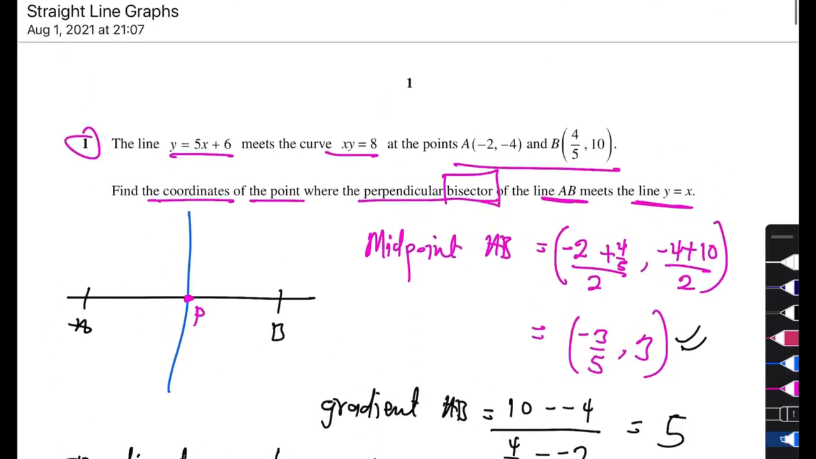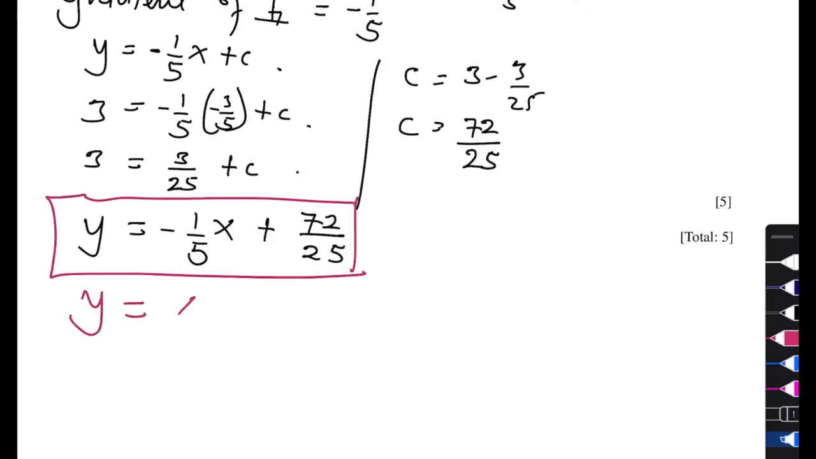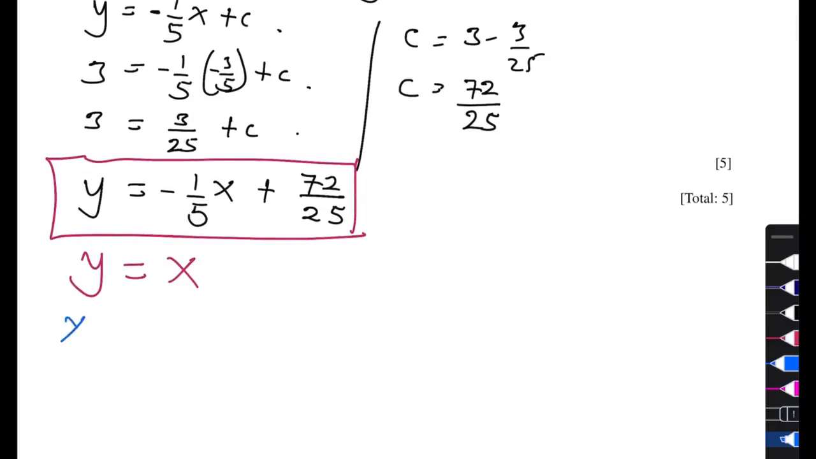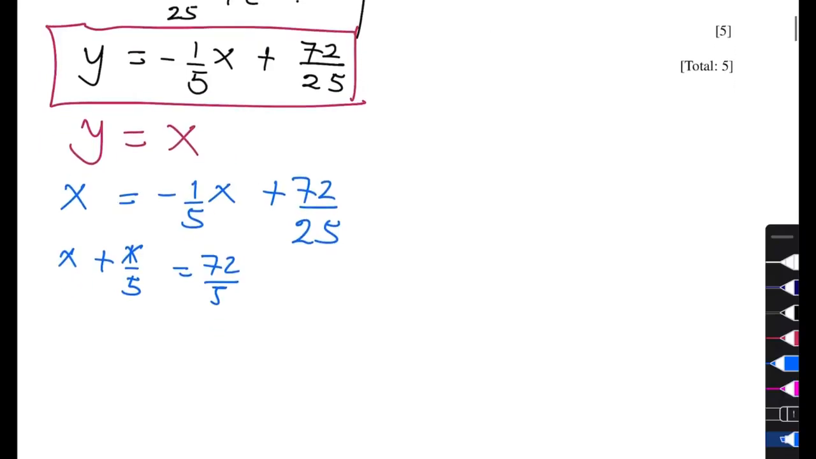But this particular line meets this line, so it means that we have two lines that we are going to solve simultaneously. Solving these two simultaneously, I'm equating the y's, so we have x over 5 is equal to 72 over 25. And that will give us 6.